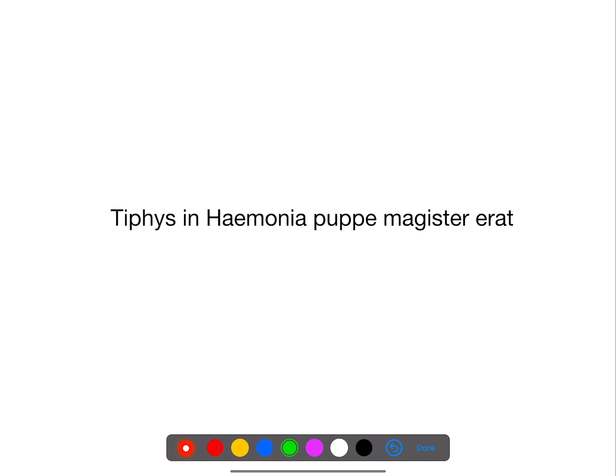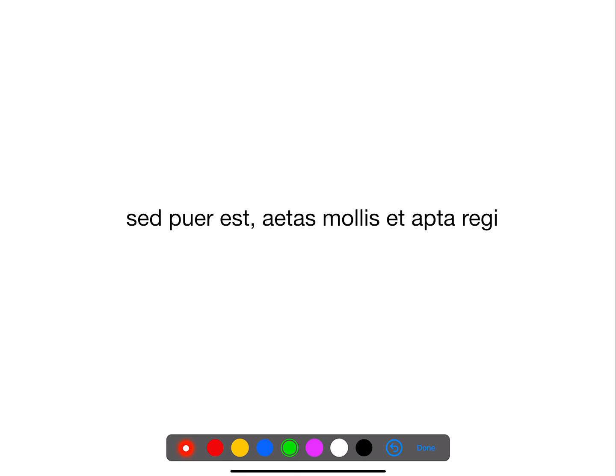This is a tough one because it's got lots of Greek words, but: Chiron Aeacidae, Phoeniceus... puer... magister erat. Sed puer est aetas, mollis et apta regi.